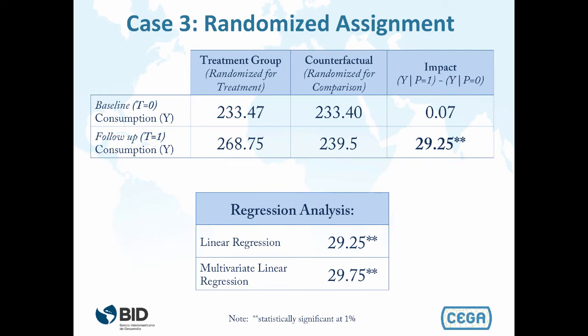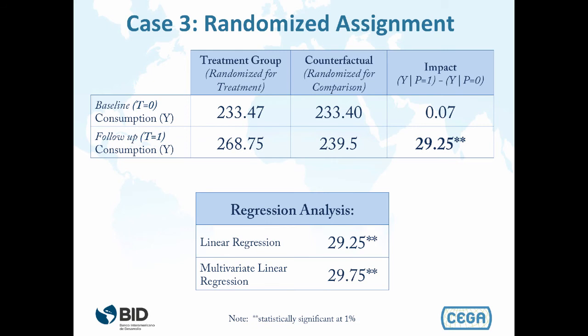Well, when we look at the data, we have this table. The first row in the table is the value of average consumption at baseline, time t equals 0. And the second row is at follow-up, the average value of consumption at time t equals 1. The first row is the treatment group, the group that was randomized to get the treatment. And the second one is the comparison group, that was randomized in the comparison group.